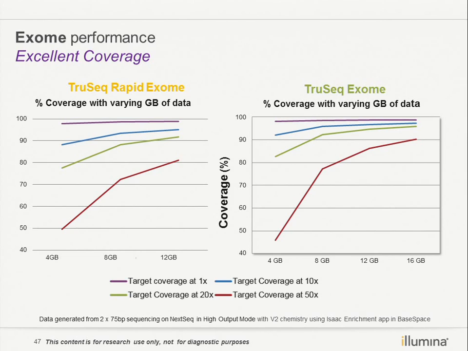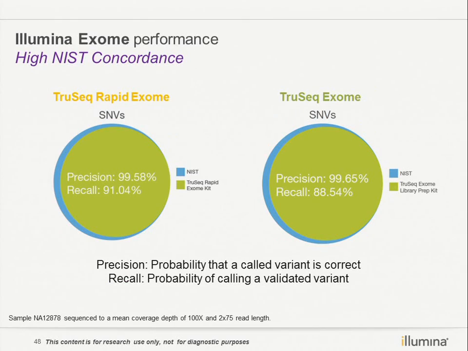Then we see the sequencing coverage of these two kits. Of course, the coverage depends on the total data. Suppose we get the final data of 8 gigabase, so we can see nearly 90% of the region will be covered at 20 times. For these kits, it's even better. More than 90% of the region will be covered more than 20 times. So that is the coverage comparison between these two kits.